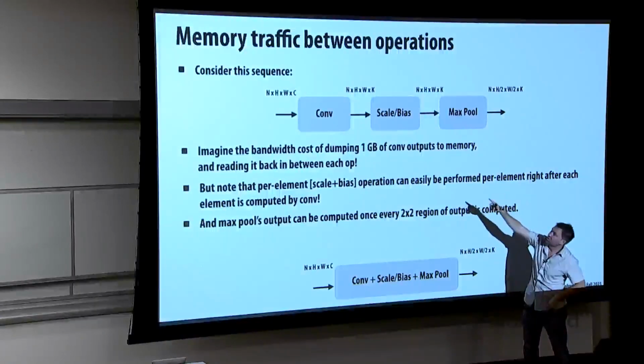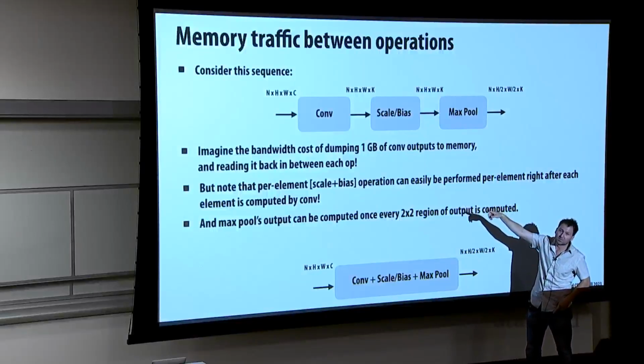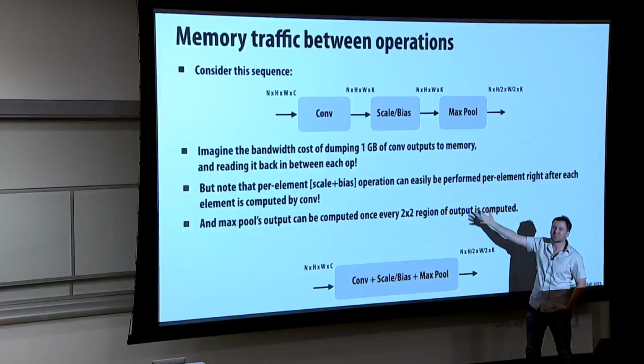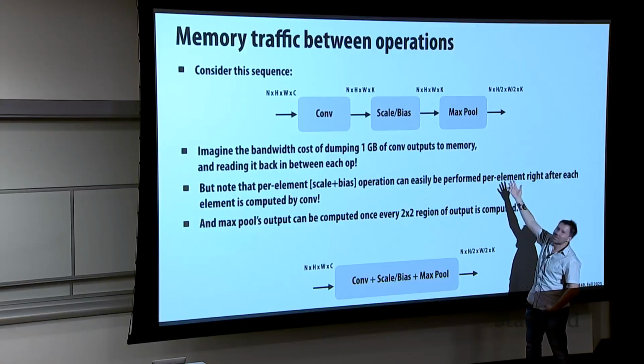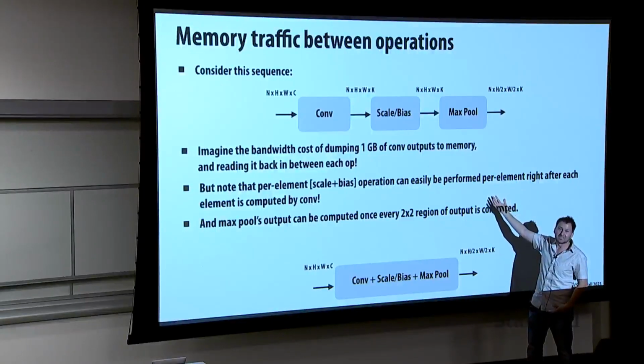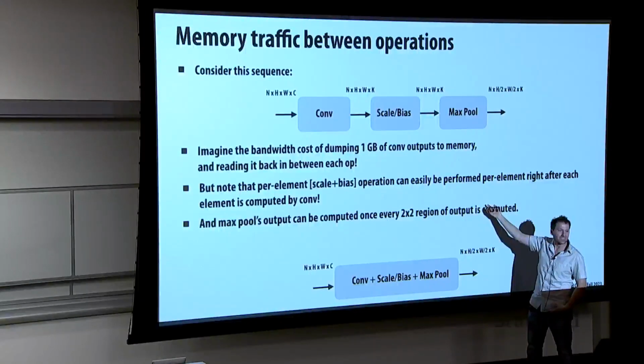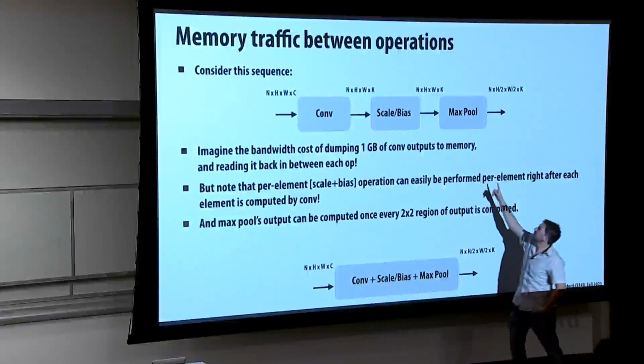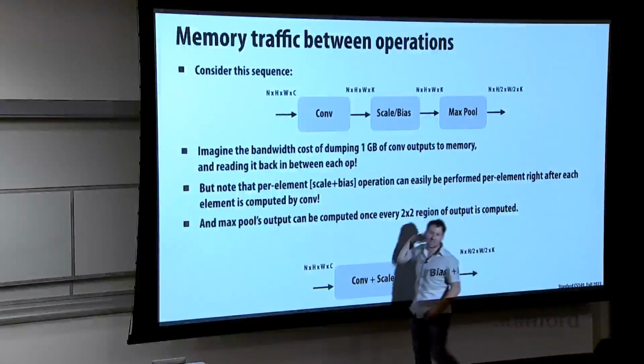And for these, conv layer might be blockable, but scale and bias is not. The only thing you're doing is multiplying every element by a number. And max pool, there's not a lot of math in there. I'm just taking every 2 by 2 region of the tensor, computing the max and outputting that. So these things here are severely bandwidth bound.